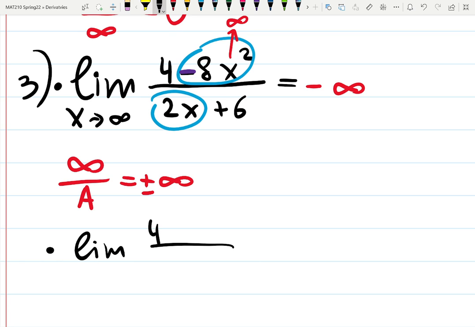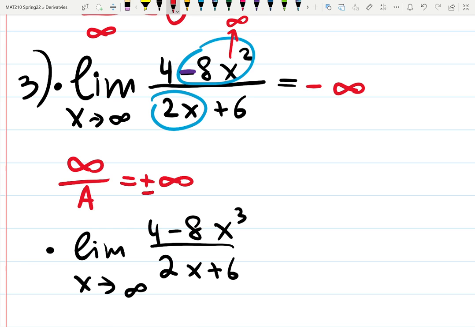For example, 4 minus 8x cubed. This is pretty interesting. As x goes to infinity, it looks like the same thing. This term is winning and it's still multiplied by minus 8. But the answer will be, let's do minus infinity. What happens when x approaches minus infinity? Now it's going to be plus infinity, because minus cubed is minus, and minus times minus is plus.